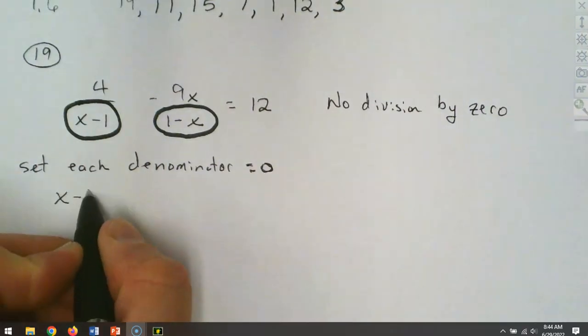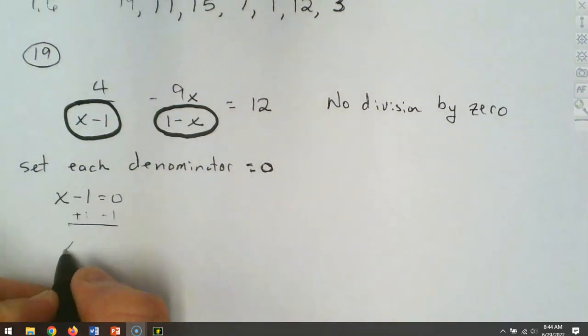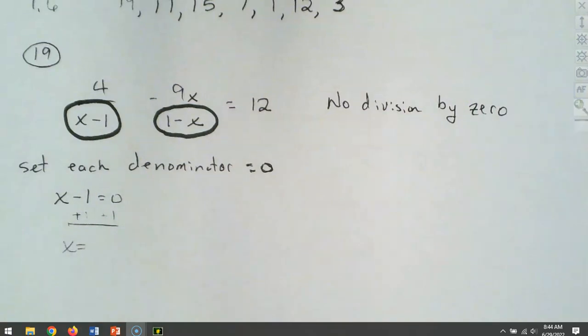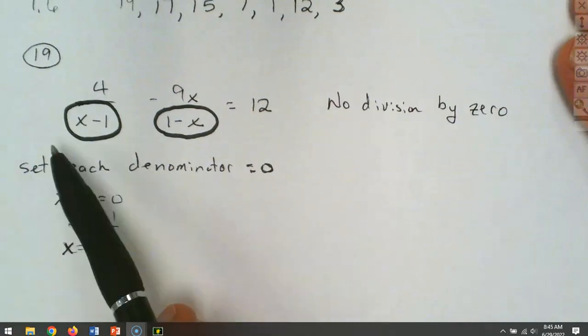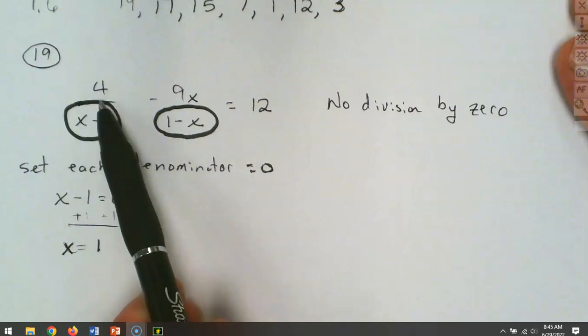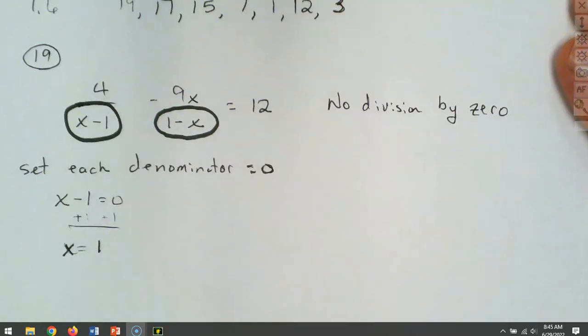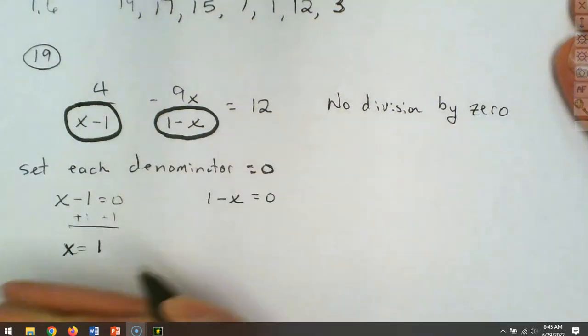So x minus 1 equals 0. We'll add our 1. And that's going to give us one number that won't work, which is going to be x equals 1. Because if I plug 1 in, 1 minus 1 here gives you 0. And we can't have 4 divided by 0, so that's undefined. And then we look at the other one. Well, the other one is 1 minus x equals 0.